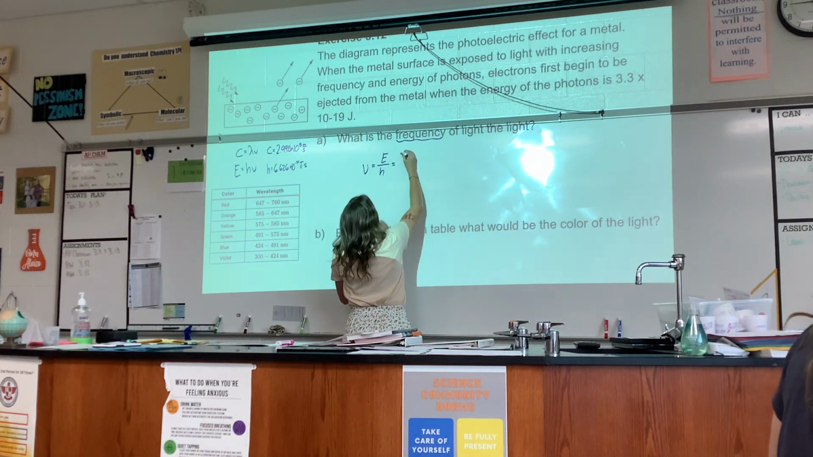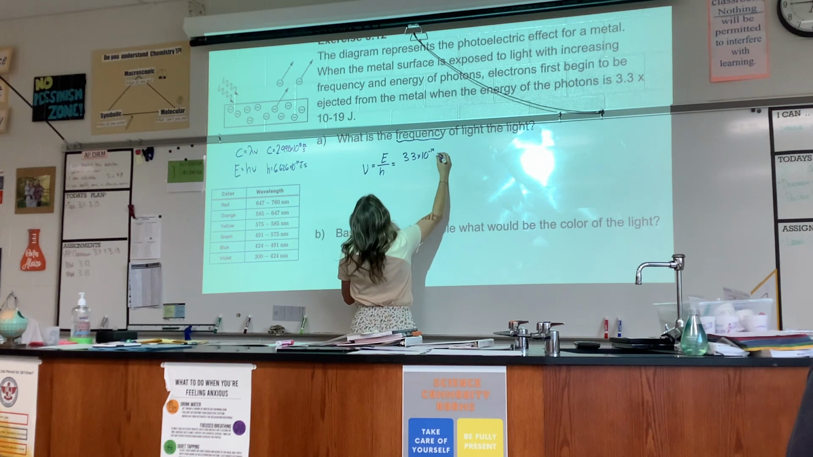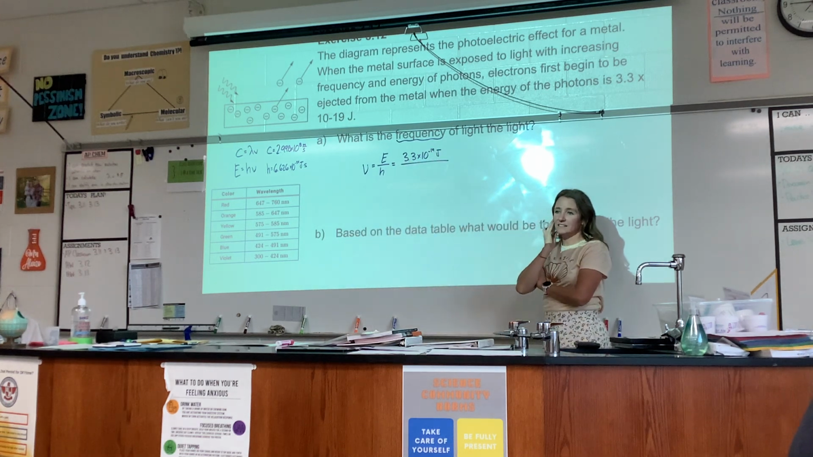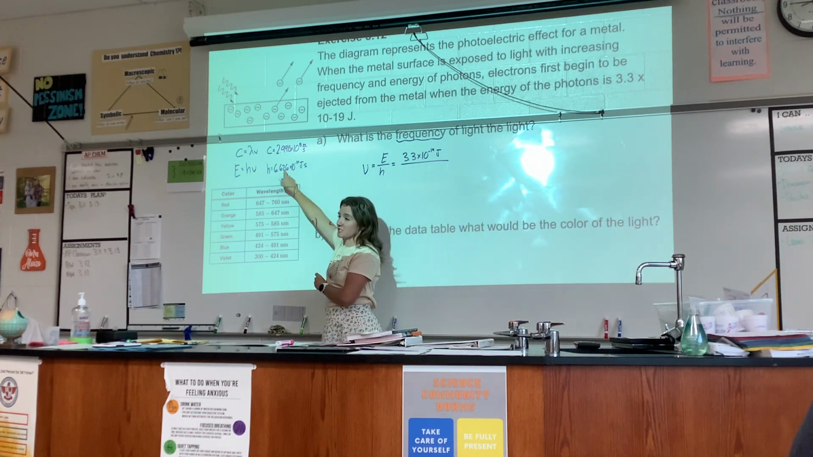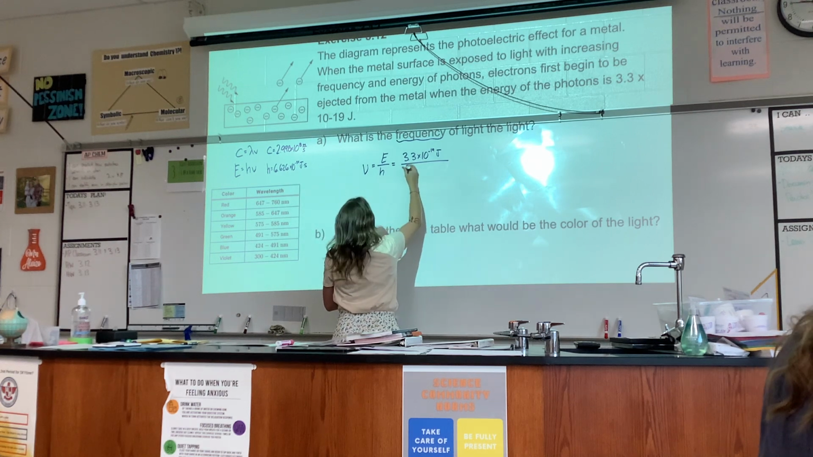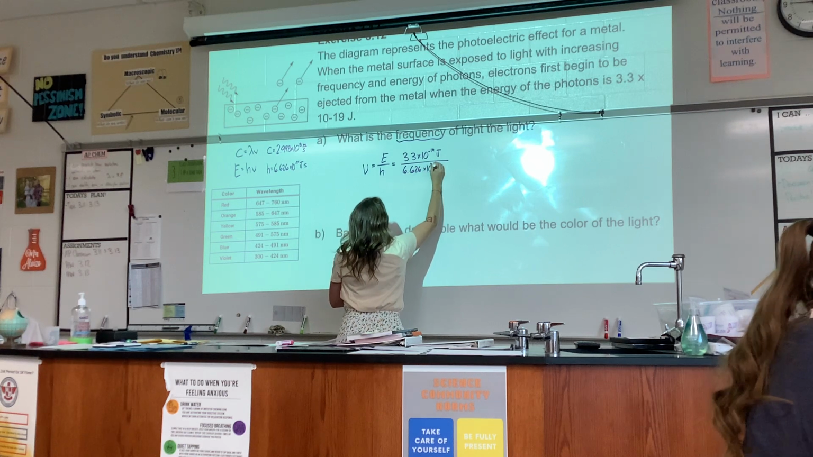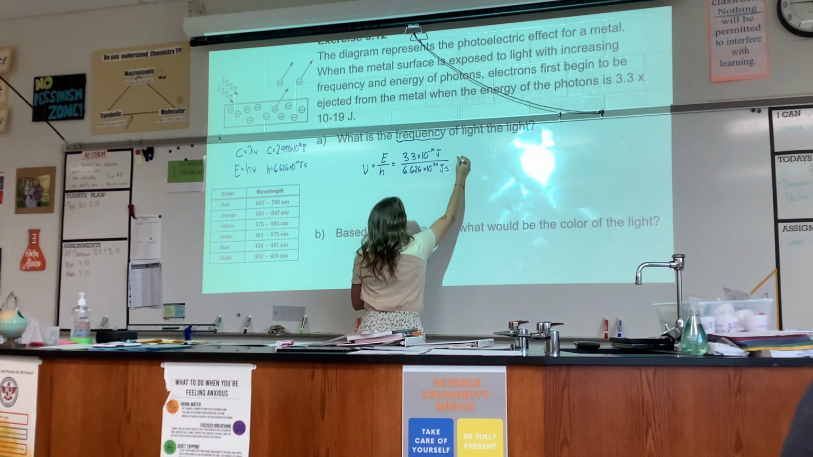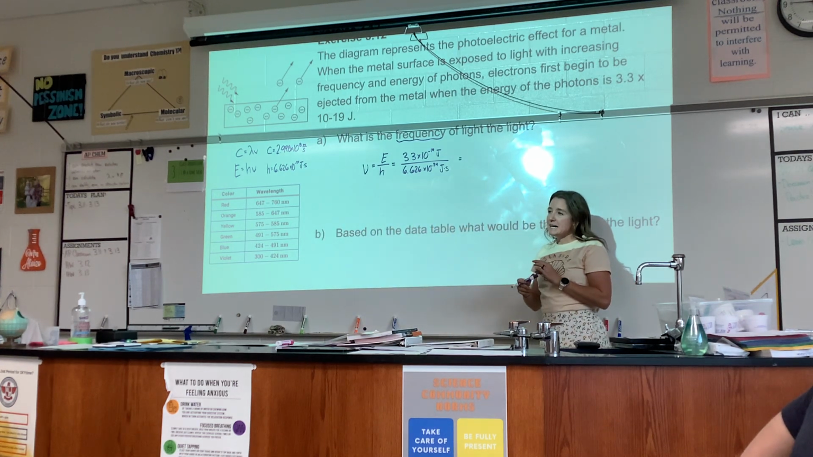So 3.3 times 10 to the negative 19 joules is my energy, over h, which is just a constant, and it's in joules, so that's good too, because we want that to cancel. So 6.626 times 10 to the negative 34 joules times seconds. And then your calculator does the heavy lifting after that.